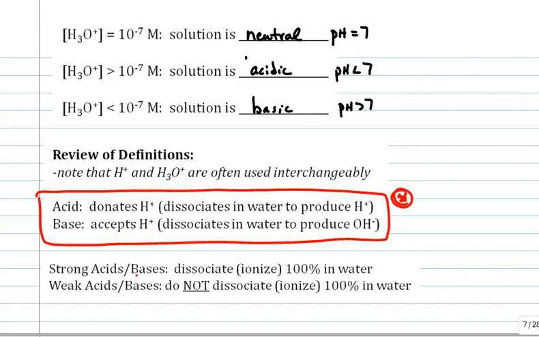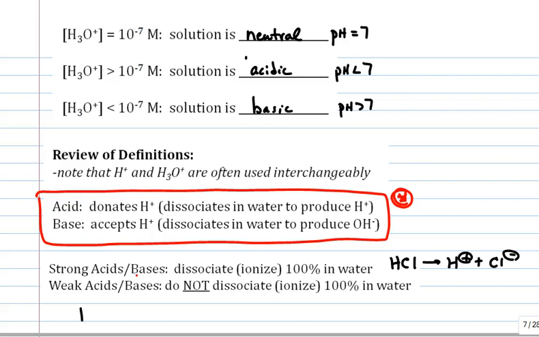If we go further and just talk about acids, we have strong acids and bases. They dissociate 100% in water. So the poster child for that is HCl. You put it in water, it dissociates 100% to hydrogen ions and chloride ions. There's no HCl left. Weak acids and bases do not dissociate or ionize 100% in water.